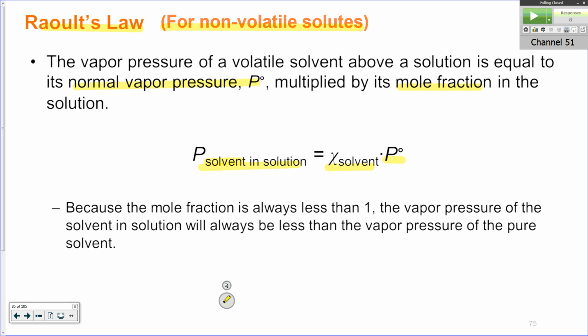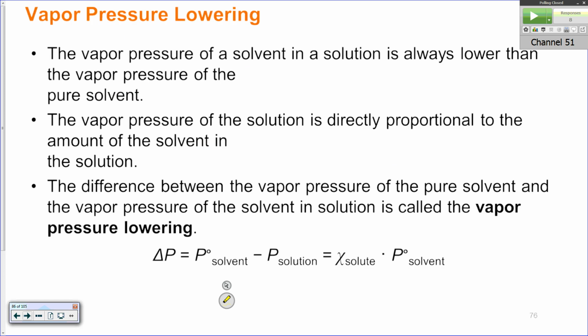And we know a mole fraction is always less than or equal to 1. The 1 is as big as it can possibly be. If it's the pure solvent, chi is 1, so the vapor pressure of the solvent is just equal to that of the pure solvent. So what we see is a reduction in the vapor pressure. It's always going to be less than that of the pure solvent whenever I have a solvent with a substance dissolved in it. So it's a vapor pressure reduction.